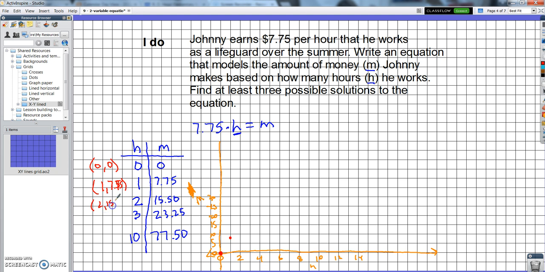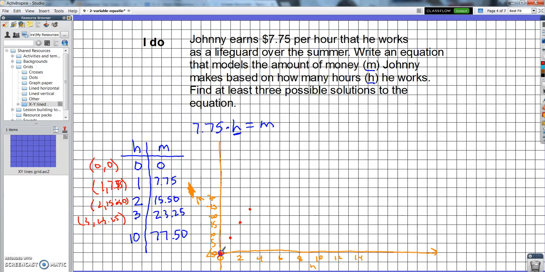2, he makes $15.50. It's a weird decimal. Put it down there. So 2 hours, $15.50 is going to be slightly above 15. 15 would be right on that line. $15.50 is slightly above it. And 3, $23.25. Again, that's going to be a hard one to make exactly right. 3 hours, $23.25 is going to be more. $22.50 is halfway from 20 to 25, so I'm kind of right here.